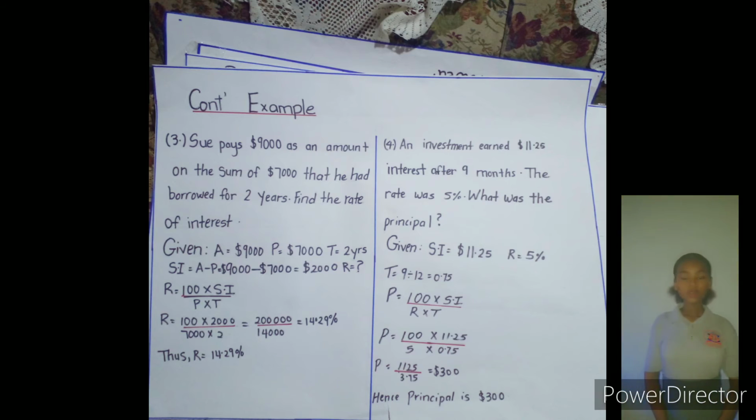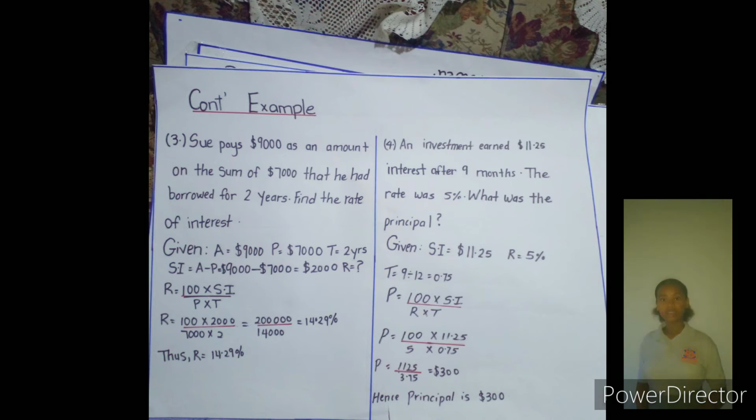Very good. For the next question, can you tell me what is the missing value? Rate, yes. We didn't have the simple interest, so we need to do some subtracting to find it. We have 9,000 subtract 7,000, which gives us 2,000 for the simple interest. Now substitute it into the equation: 100 times 2,000 divided by 7,000 times 2, which equals 14.29%. That is our rate.